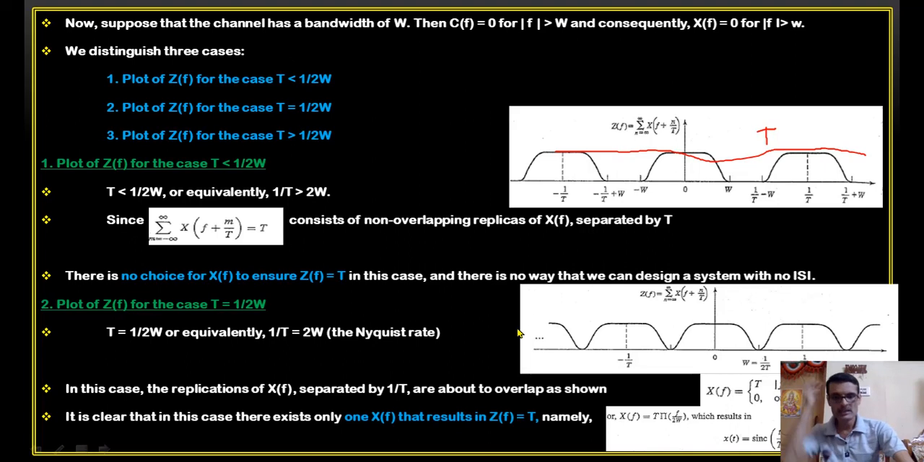Fine. Now, go to the second case. Second example is T equal to 1 by 2W. If this is the case, again you draw the spectrum. Now this is an overlapping spectrum. See, 1 by T is 2W, right? This tail is 1 by T is 2W. 2W minus W is what? W. So this is W, this is W.